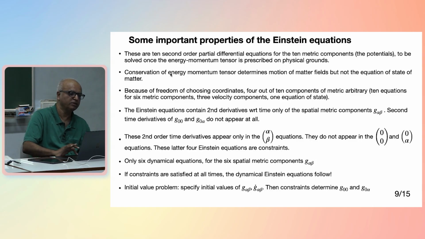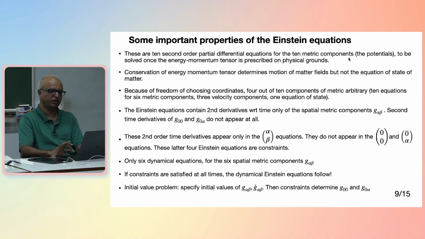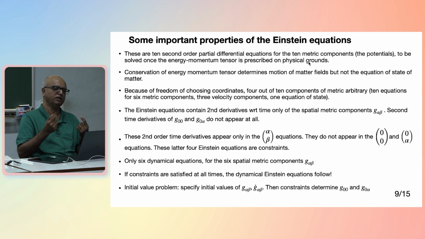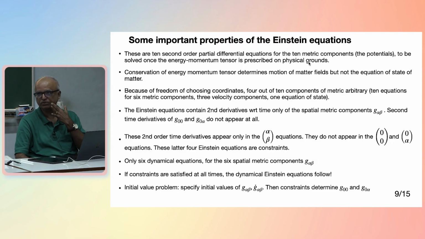Okay, the Einstein equations are 10 second order partial differential equations for the 10 metric components, which are the potentials, to be solved once the energy momentum tensor is prescribed on physical grounds. So first you say, what's your source? It has to be something physical, no? What the nature of matter is, Einstein equations will not tell. What is it, a fluid? That is left to particle physics to tell us the fundamental nature of matter. In classical physics, a collection of particles, a star, a fluid, etc.